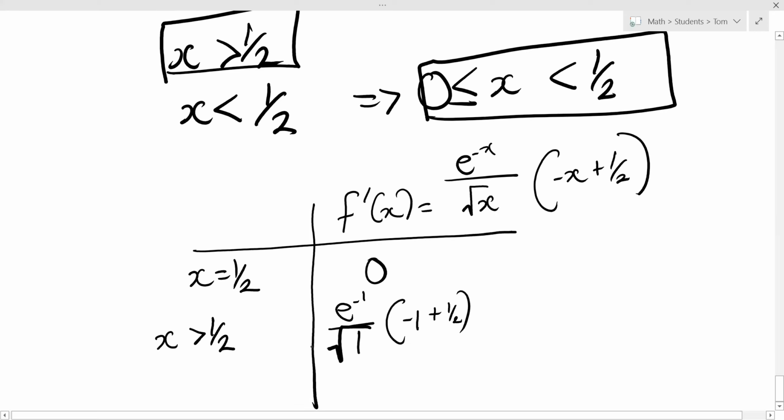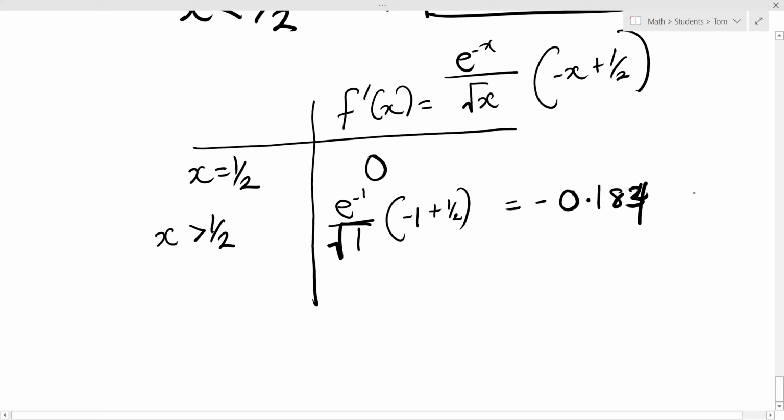That gives us negative 0.183. Let's say 0.1839, so that's just 0.184. So you can see now we have a negative value for this. How about when x is between half and 0?